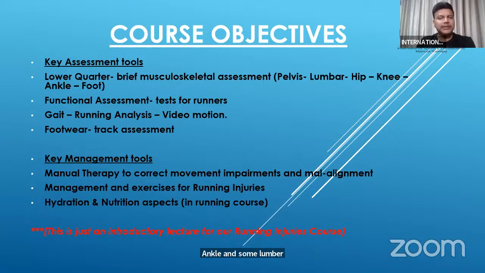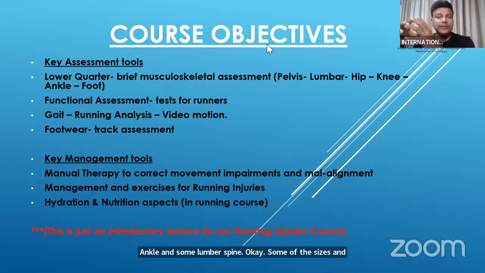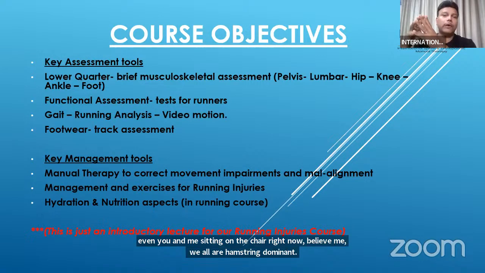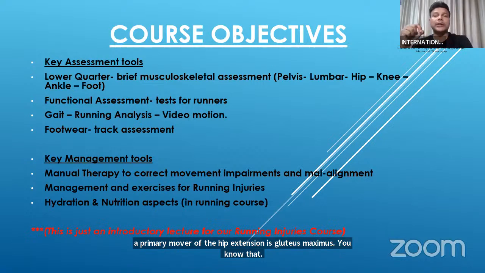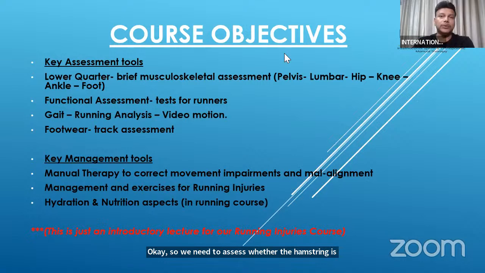Okay. Some of the exercises and the compensatory pattern, I will demonstrate how you can differentiate hamstring dominance. Even you and me sitting on the chair right now, believe me, we are all hamstring dominant. Our primary mover of hip extension is gluteus maximus. You know that. So we need to assess whether the hamstring is overtaking or whether the gluteus maximus, the primary mover, is working. Because if the hamstring is overtaking, then you have to work on gluteus maximus strengthening.